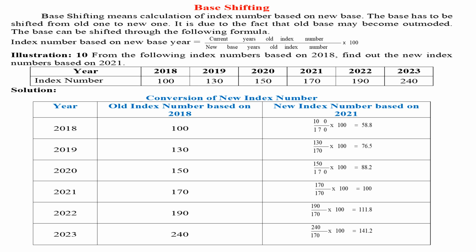In illustration 10, it is required to calculate the new index numbers based on 2021 from the index numbers based on 2018. 4 columns table should be prepared. In first 2 columns the data as given in illustration should be recorded. Third column is for calculation for conversion index number. In the second row of the third column, new index number should be calculated by dividing with 170 the values in column 2 into 100 for all rows, that is 100 divided by 170 into 100, then 130 divided by 170 into 100. Like that, all values for other rows should be calculated.